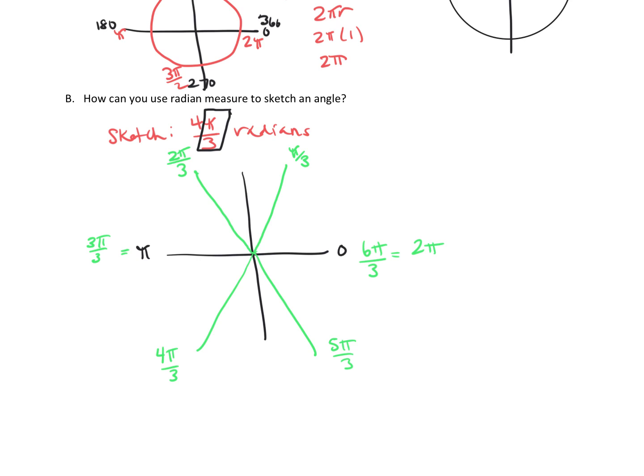And we said 1 full rotation, a 360-degree angle, is the same thing as 2 pi. So let's draw in a 4 pi over 3 angle. 1 pi over 3, 2 pi over 3, 3 pi over 3. It's going to be right here, 4 pi over 3. There's our angle, 4 pi over 3.